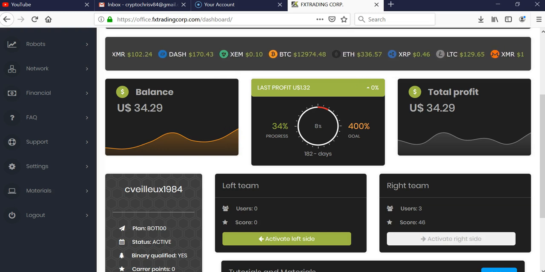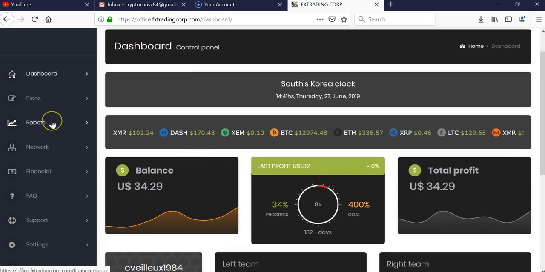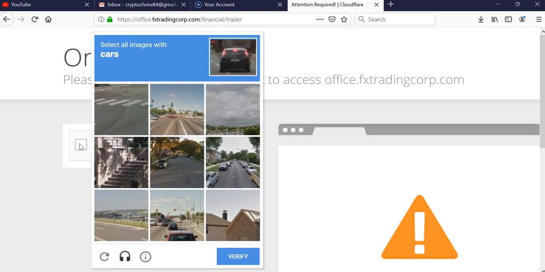So let me tell you a little bit about FX Trading Corporation. It is almost a year old. It'll be a year in August. It's from South Korea, and basically you give them Bitcoin. You can start with, let's actually go to the plans. If you come over and we'll hit robots. Basically, it's arbitrage, of course, arbitrage trading.